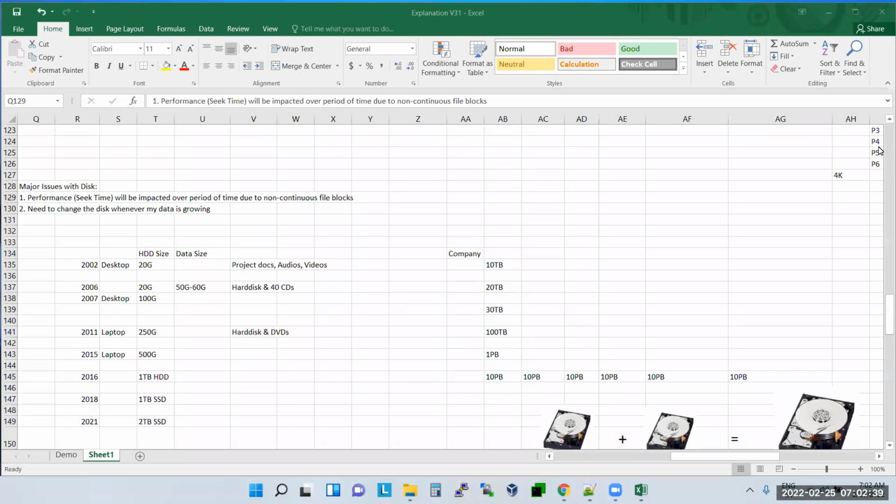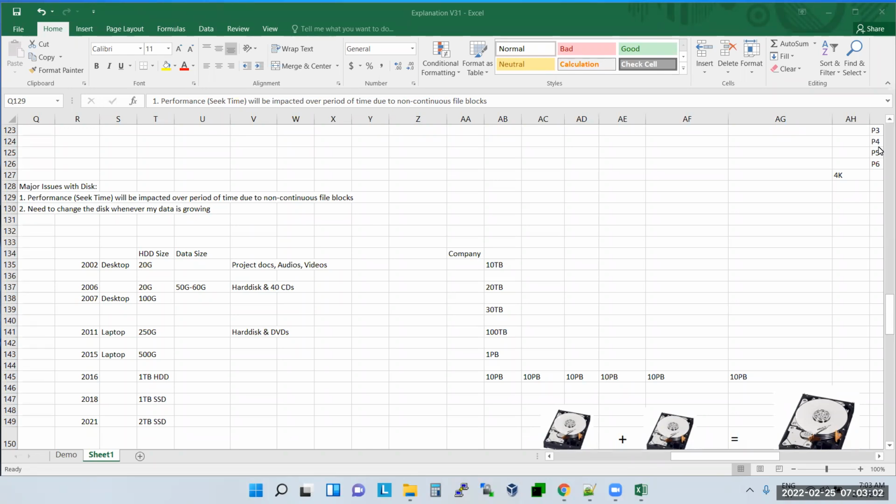When you start using your disk to the maximum, slowly you will see performance issues. Why will you see the performance issues? Because you're unable to get continuous blocks over a period of time. Initially, when the disk is completely free and you try to store any data, you will get continuous blocks.